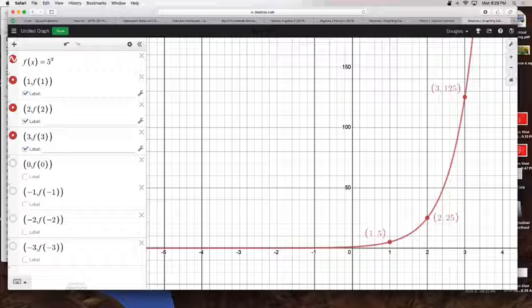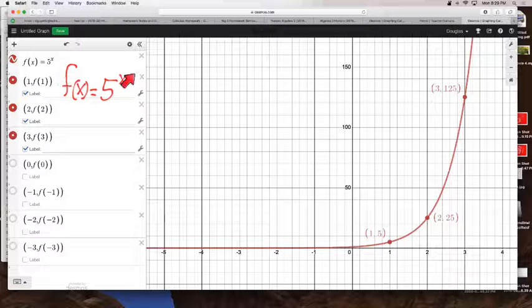Hi everybody, got a lot to talk about, so I'm trying to be as quick as I can and still get all the information across. What you're seeing right now is a graph of the function f of x equals 5 to the x power.